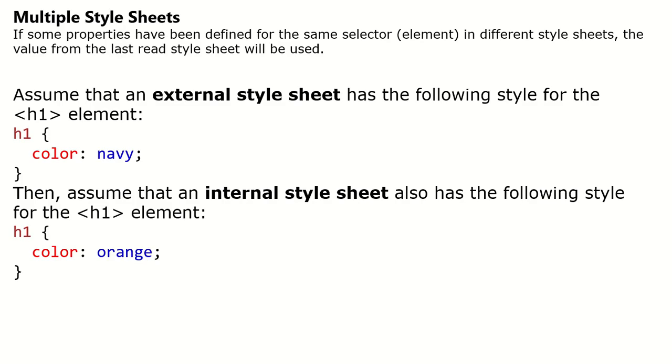Okay, next thing is, suppose you have multiple style sheets. If some properties have been defined for the same selector but in different style sheets, the value from the last read style sheet will be used. So basically what it means is, assume that you have an external style sheet in which we have given h1 and color navy. Then assume that you have an internal style sheet also, and you have written h1 and now the color is orange. So out of these two, which one is going to execute? That is the question. So the answer is in the next slide.